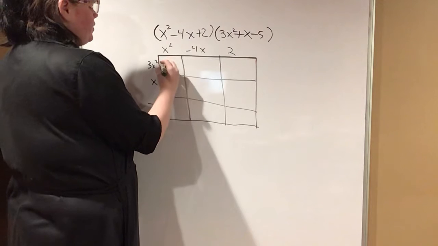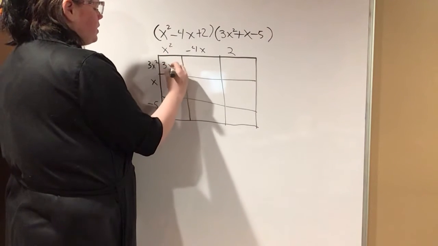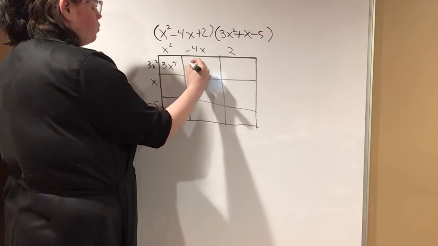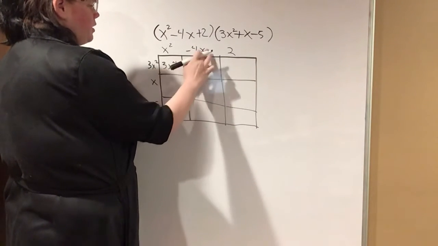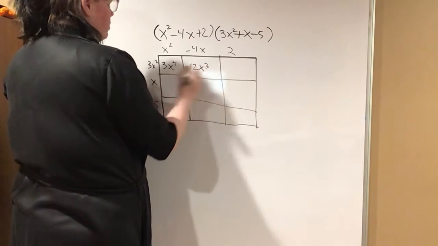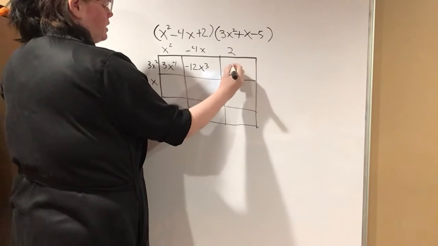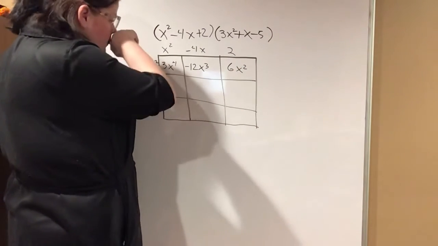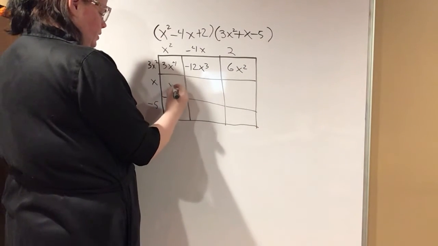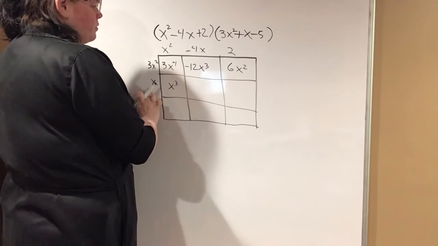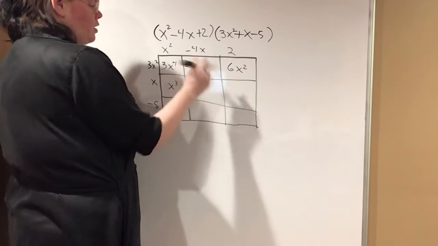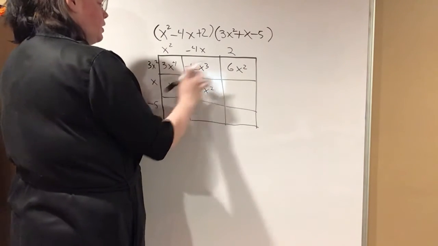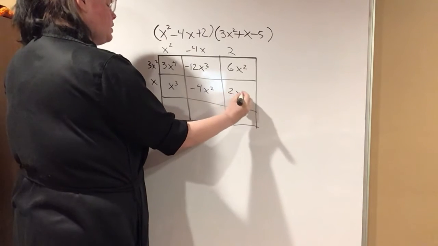3 times 1 is 3. X squared times x squared is x to the 4th. 3 times a negative 4 is a negative 12. X squared times x is x cubed. 3 times 2 is 6, and there's no x, so we just leave the x squared. X times x squared is x cubed. X times a negative 4x is negative 4x squared. X times 2 is 2x.